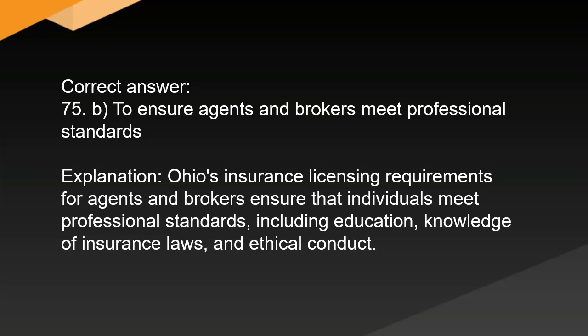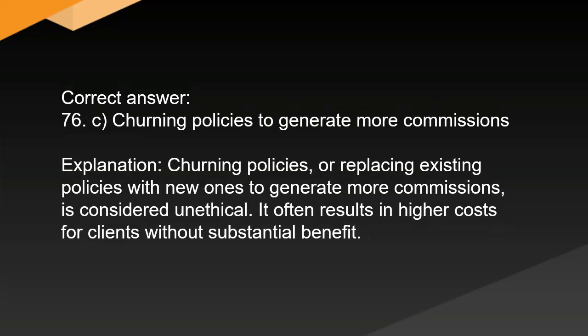Correct answer. B. To ensure agents and brokers meet professional standards. Explanation. Ohio's insurance licensing requirements for agents and brokers ensure that individuals meet professional standards, including education, knowledge of insurance laws, and ethical conduct.